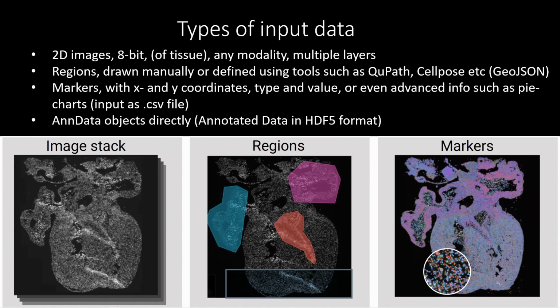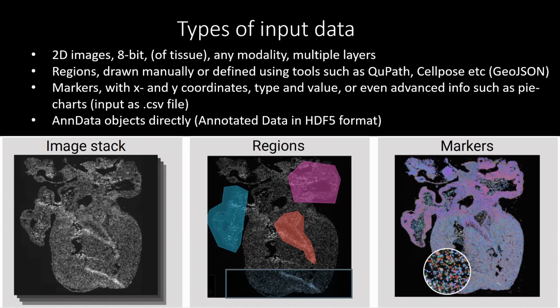We can have regions that are exported from other tools like QuPath or Cellpose or StarDist or any segmentation models, or Napari. We can load in regions as GeoJSON or directly as path objects. And then we can interact with the regions. We can export the list of markers inside each region and things like that. We can also draw new regions manually.